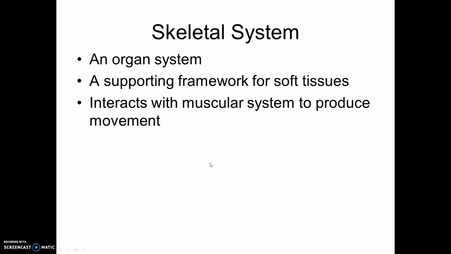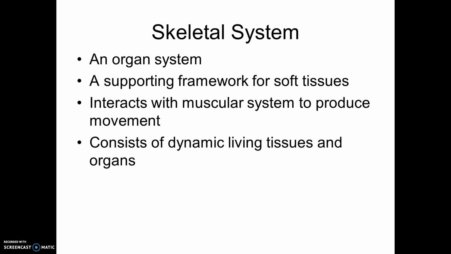The skeletal system interacts with the muscular system to produce movement, which we talk a lot about in lab, where muscles attach to the skeleton at particular points called origins and insertions, and as a result produce different actions. And then we want to always think of the skeletal system as not a static set of tissues, but as living tissues, dynamic tissues and organs, because they are constantly growing and remodeling themselves depending on the physical and physiological stresses that they're exposed to.